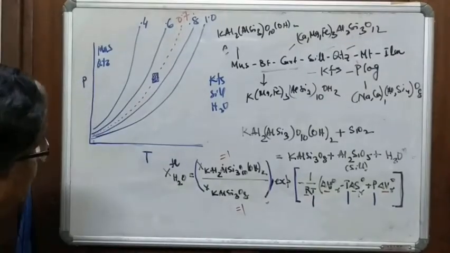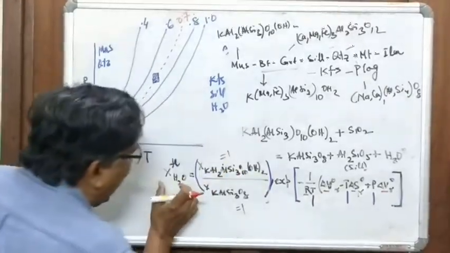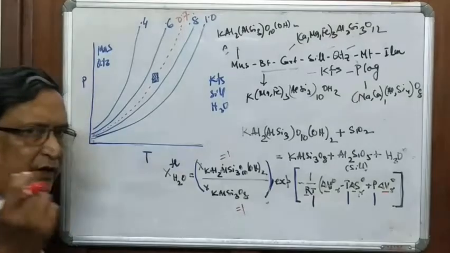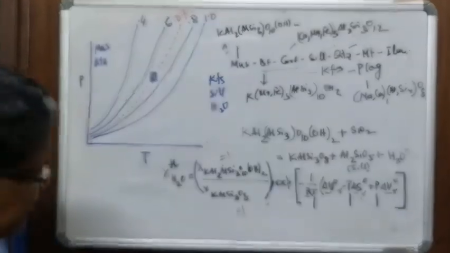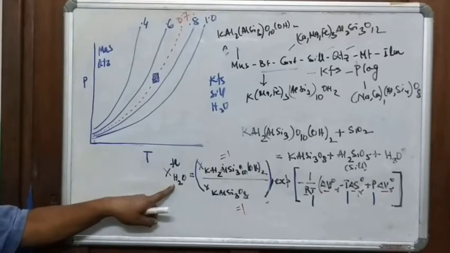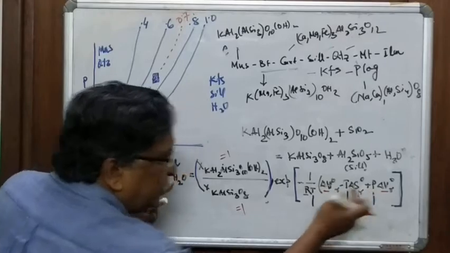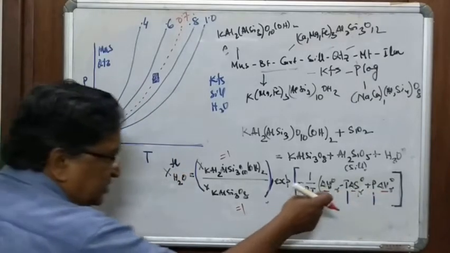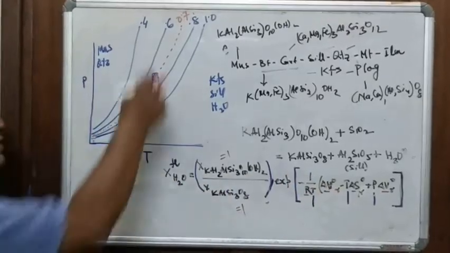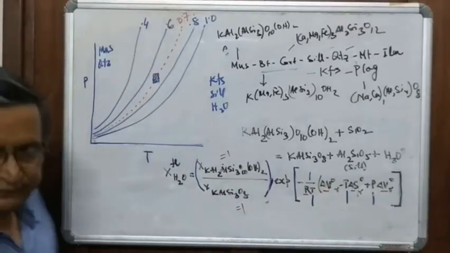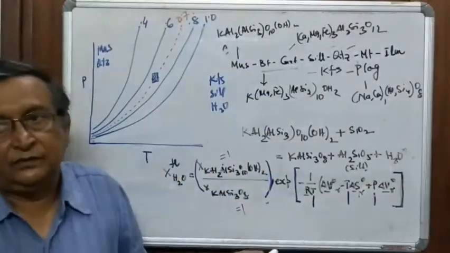Or for example, if you want to draw, say this is pure, and you have a particular XH2O value. You want to find out the position of the curve for XH2O equal to 0.7. This is known. Now you put a T-value, you will get a P-value. You put another T-value, you get another P-value. You get another T-value, you can get another P-value. And so you can generate the whole curve, the curve for XH2O is 0.7.